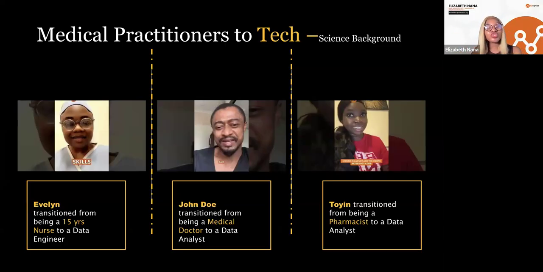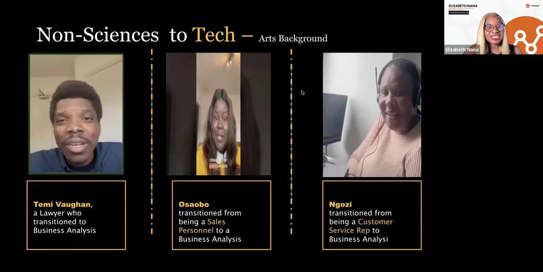We have John Doe, who transitioned from being a medical doctor to a data analyst. We also have Tony, who transitioned from being a pharmacist to a data analyst. We have people from the arts background, so let's not just talk about the medical people. We also have Temi, who was a lawyer and transitioned into business analysis. We have Osabo, who was a sales personnel. She transitioned into business analysis. We have Ngozi, who transitioned from being a customer service rep into business analysis, and she landed a fully remote job.